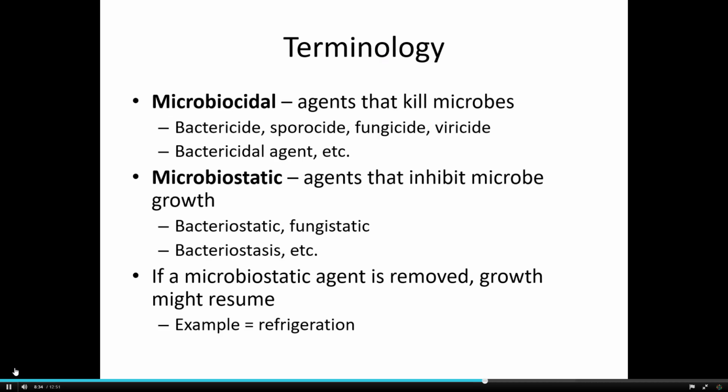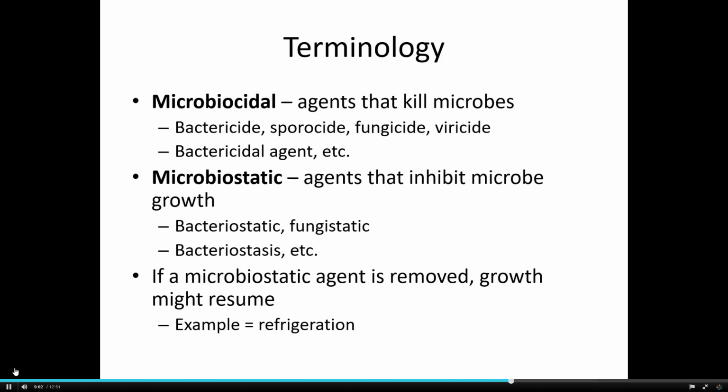As I mentioned in one of the opening slides, sometimes we really do want to kill microorganisms, and sometimes it's simply enough to inhibit their growth. And so here are 2 adjectives that we apply to typically chemical agents. That refers to whether or not they kill a microorganism or they just inhibit its growth. So notice the suffixes there, cidal and static. So cidal is kill, static is inhibit.